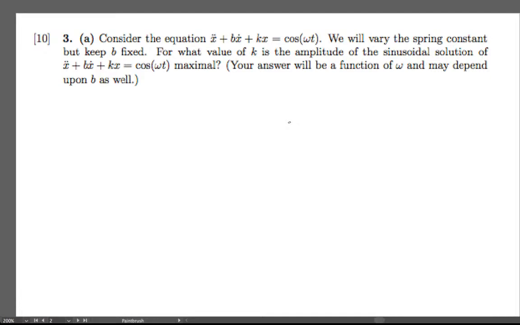Consider the equation x dot dot plus b x dot plus kx equals cosine omega t. We will vary the spring constant but keep b fixed. For what value of k is the amplitude of the sinusoidal solution of x dot dot plus kx equals cosine omega t the maximum? Your answer will be a function of omega and may depend upon b as well.